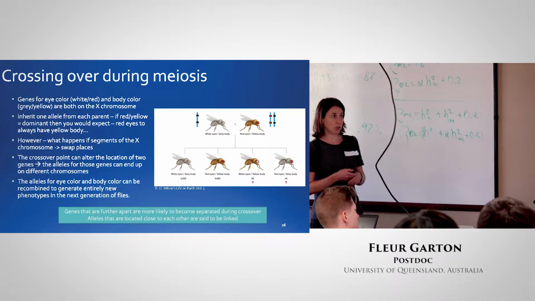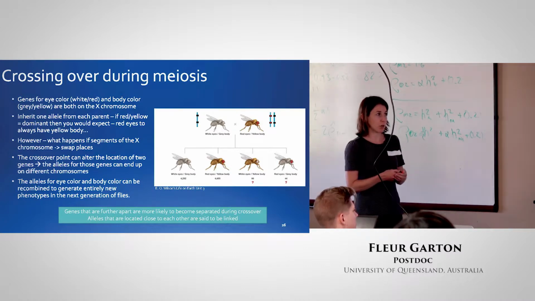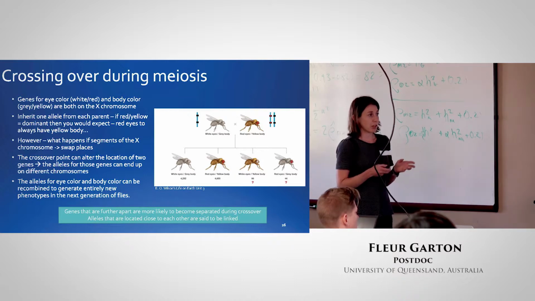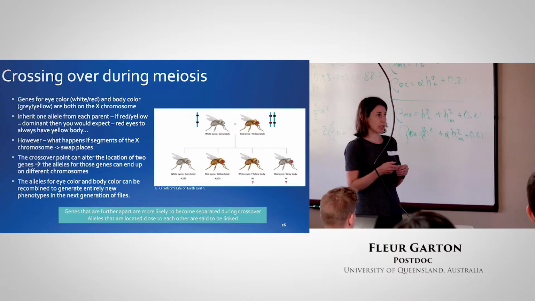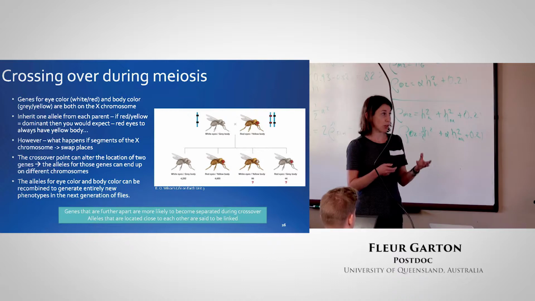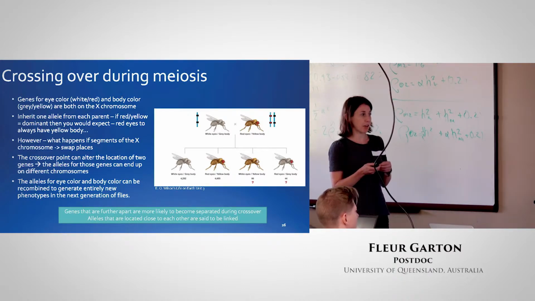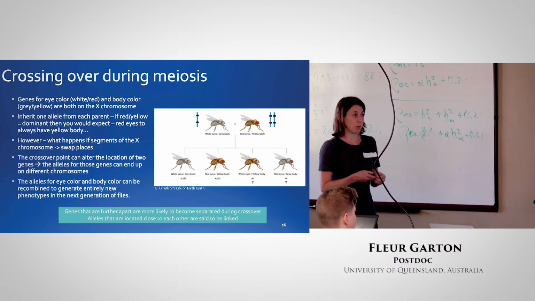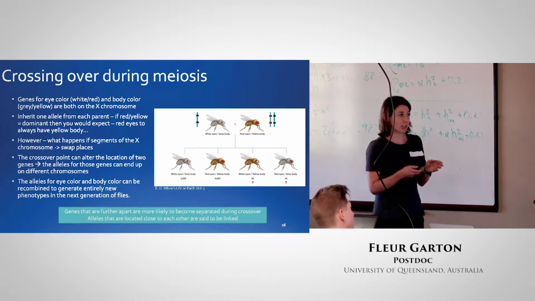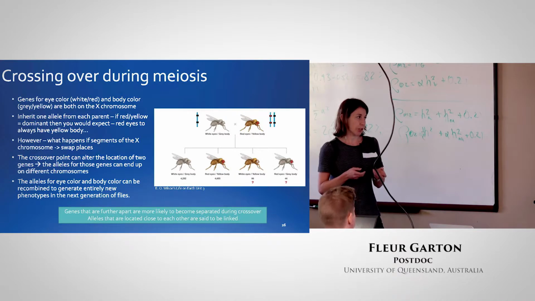This is on the X chromosome, so here's the male and this is the female. The female has 2 copies of the X, the male just has 1 copy of the X. If you inherit one allele from each parent, you can draw a Punnett square to demonstrate this to yourself, but you'd expect about 50% to have white eyes and a grey body, and 50% to have red eyes and a yellow body. However, what was actually demonstrated in these experiments was that there was a proportion of flies that had white eyes and a yellow body, and red eyes and a grey body. So this wasn't Mendelian segregation.